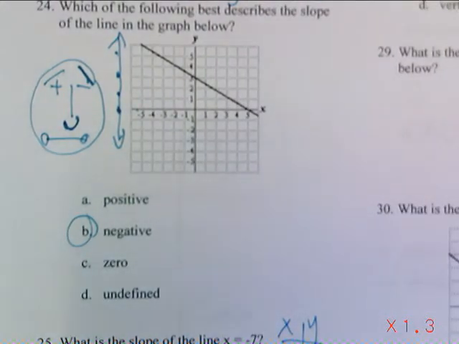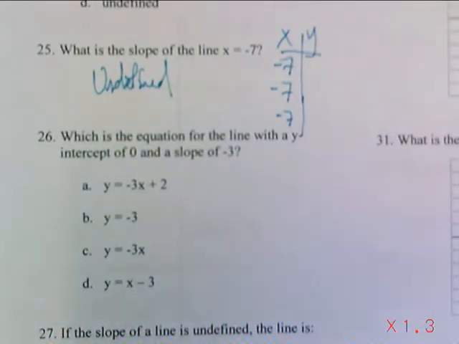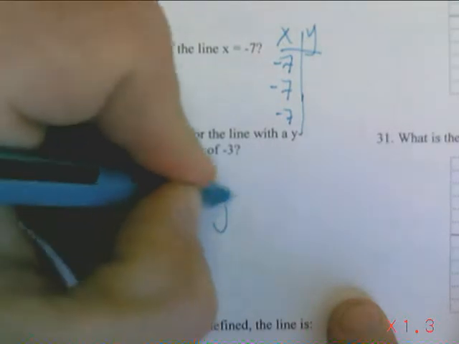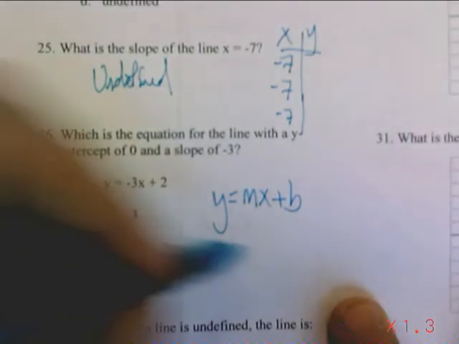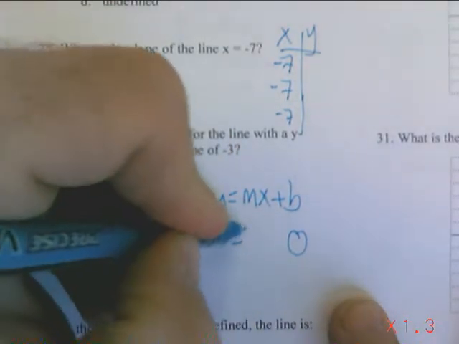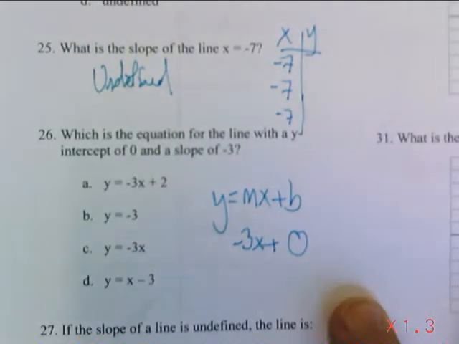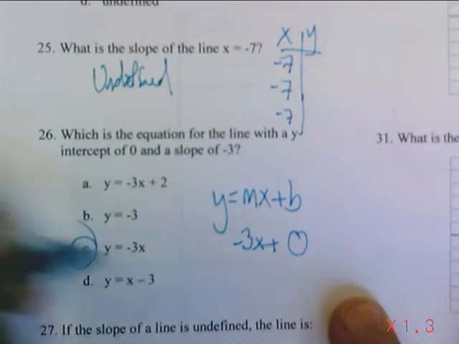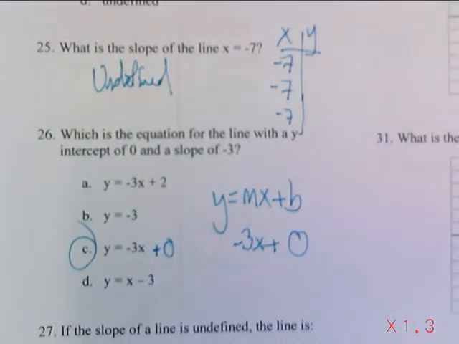All right, which is the equation for the line with a y-intercept of 0? Let me write this down: a y-intercept of 0, there's my 0, and a slope of negative 3. Which one looks like it? Well, it's going to be this one because there's nothing there. That means it's plus 0. So C is the answer for that one.